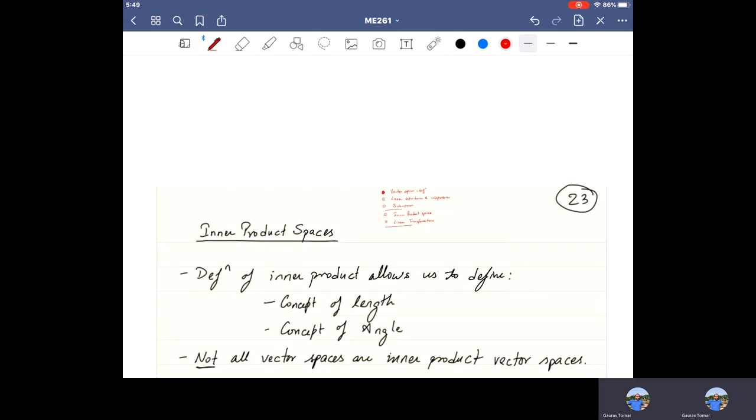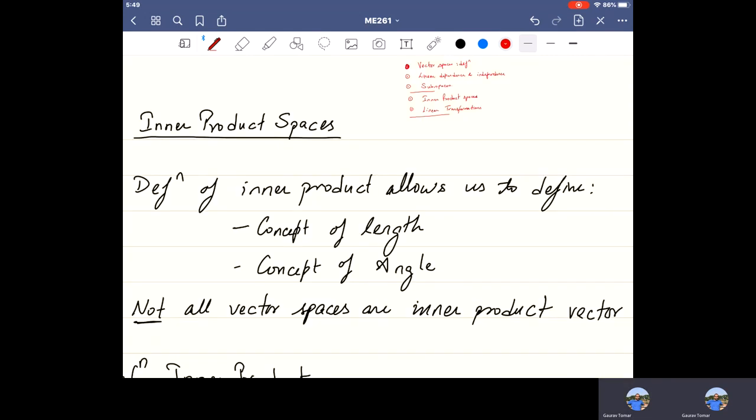So to define inner product spaces, first of all, let's look at what it helps us do. Once you define them, you can get the concept of length, the magnitude that we talk about of a vector. So it helps us define the magnitude of a vector. Not just that, it also helps us define a concept of angle between vectors.